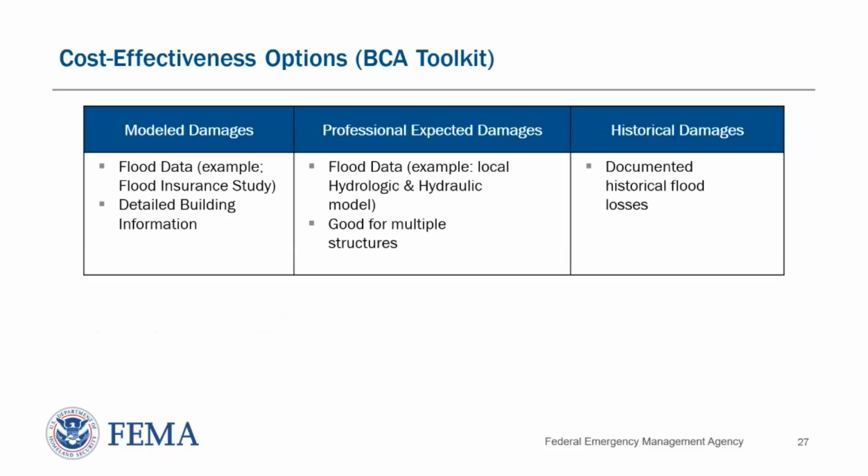Next, we will take a high-level look at the cost-effectiveness requirements and methodologies for localized flood risk reduction projects. We will also include resources towards the end of the presentation that can provide more detailed information on how to complete a benefit cost analysis. Every project must be cost-effective to be considered for FEMA funding. A project is cost-effective when the project benefits are higher than the project costs. There are generally three approaches for completing a flood BCA: modeled damages, professional expected damages, and historical damages, depending upon what data is available.